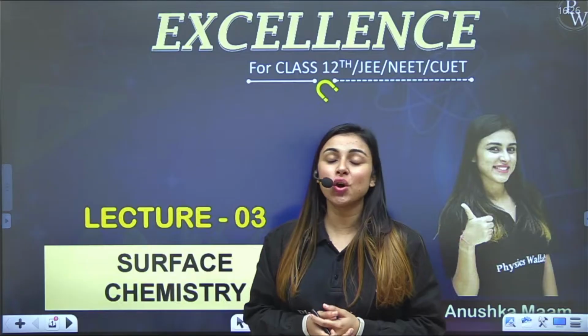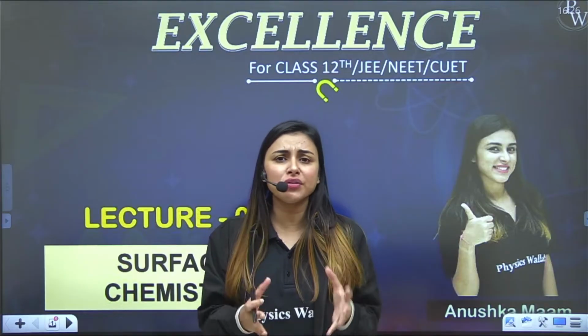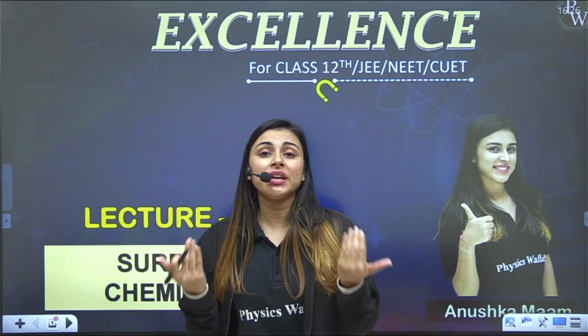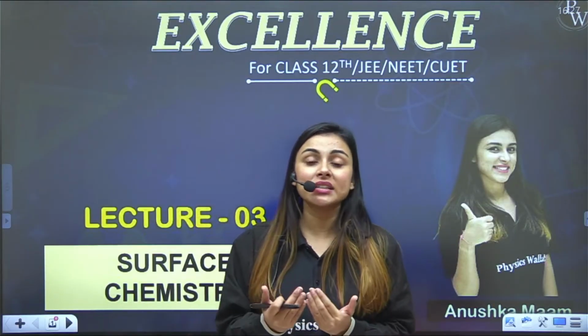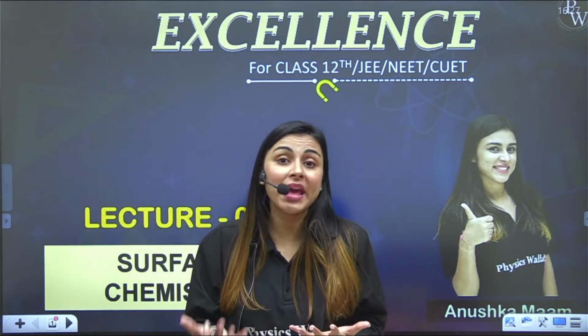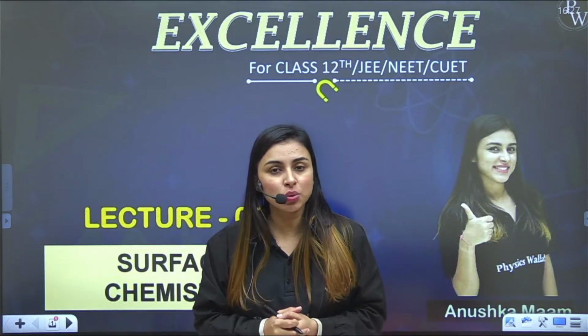We have reached the third lecture of surface chemistry. Till now we have covered a lot of things. We have found the difference: what is adsorption, what is absorption, and how we can classify adsorption into physisorption, that is physical adsorption, or chemisorption, which is chemical adsorption. Later we discussed colloids, how they are classified, and how we can prepare them. We also practiced a lot of questions based on those, my dear students.